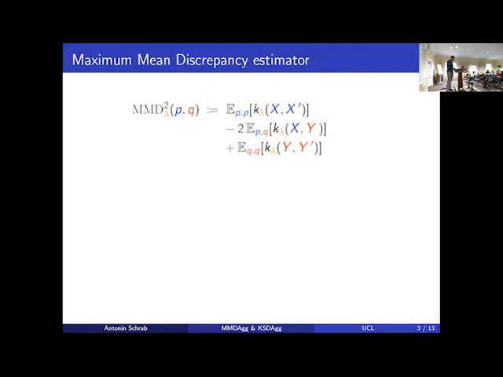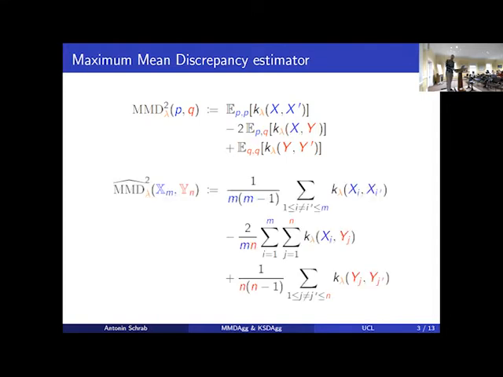So the maximum mean discrepancy can also be shown to have this form, where it's some expectation of a kernel under P, minus twice some expectation of a kernel under P and Q, plus the expectation of a kernel under Q. This was for the real P and Q, which we don't have access to. In practice, we have access only to the samples, X_m and Y_n. And so we can just replace those expectations with U-statistics. Essentially, we just estimate those three terms. And so we can get an unbiased estimator for the MMD.